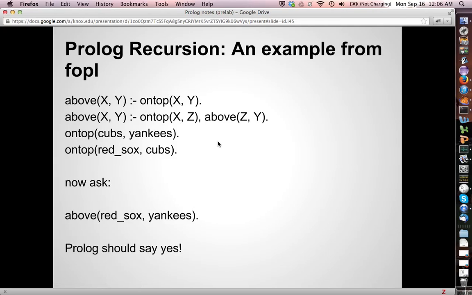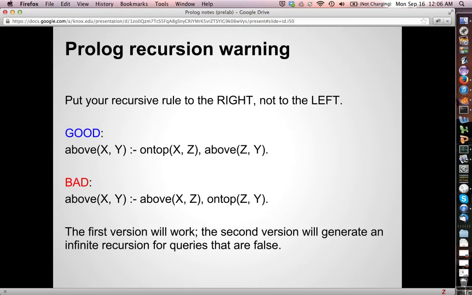It gives us a really elegant way to define things. Now, a warning about doing recursion. You put your recursive rule to the right, not the left. In other words, the base case goes in the left, the recursive rule goes in the right. The reason for this is Prolog actually plugs everything in from left to right.